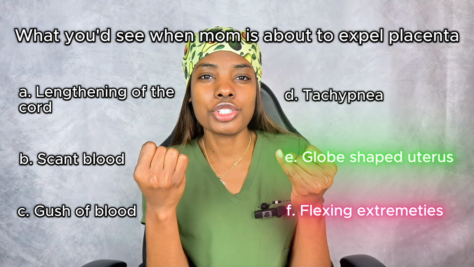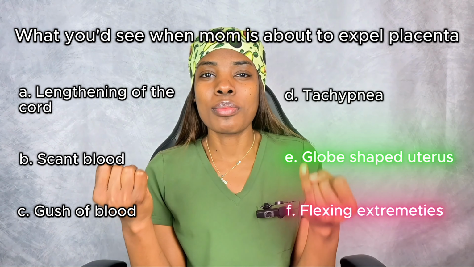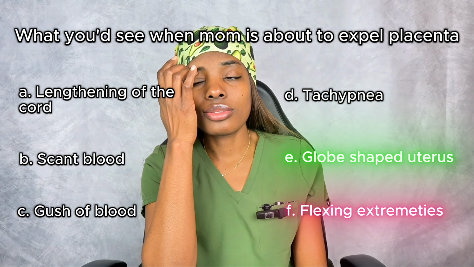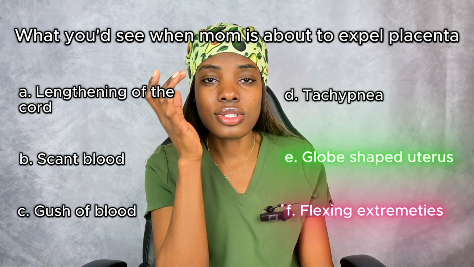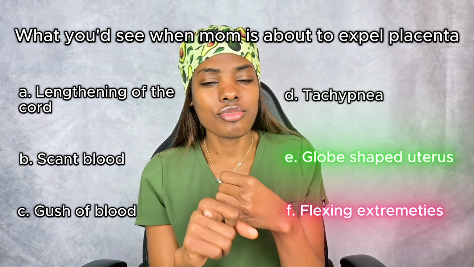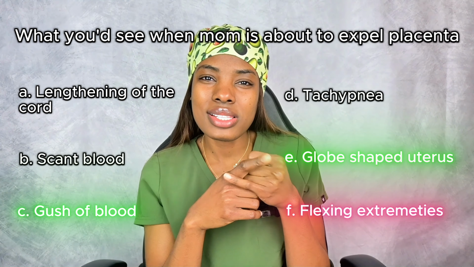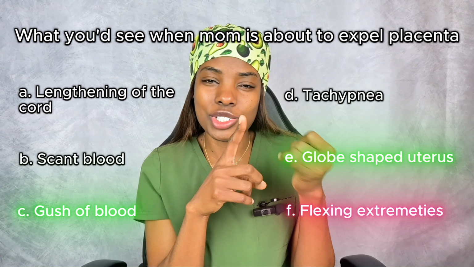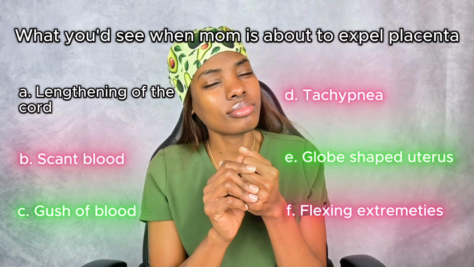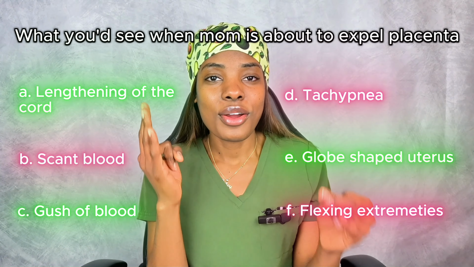Okay, now we saw gush of blood. Is that going to be a gush of blood when mom is pushing out the placenta? Now they are testing your critical thinking. They want to know if you are guessing or not. They want to know if you actually know this. So now mom is going to have a gush of blood. Okay, true or false? True. So we leave that there. Then we go to the next one, scant blood. If she's going to have a gush of blood, she can't have scant blood. So true or false? False. We keep that down. We saw lengthening of the cord. True or false? True. Now that is correct. We have the 3 correct answers.